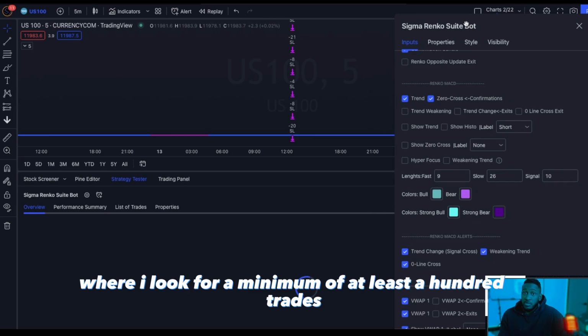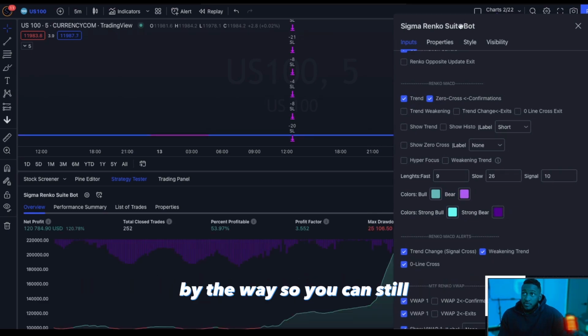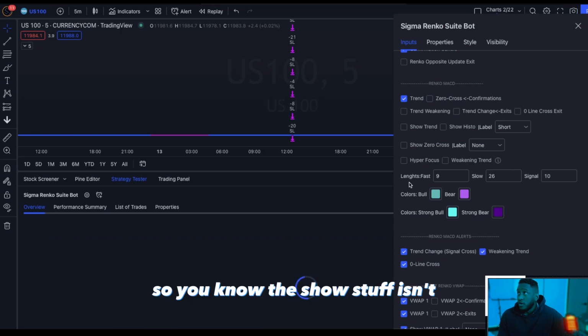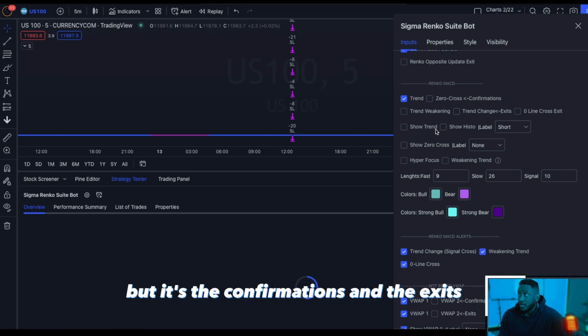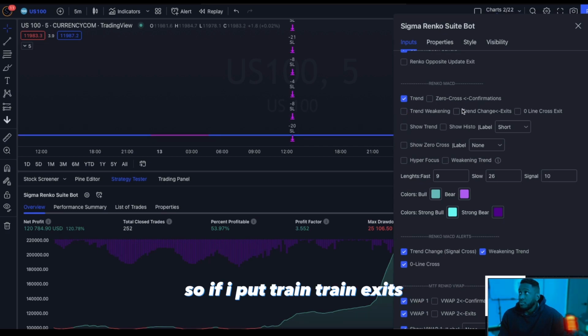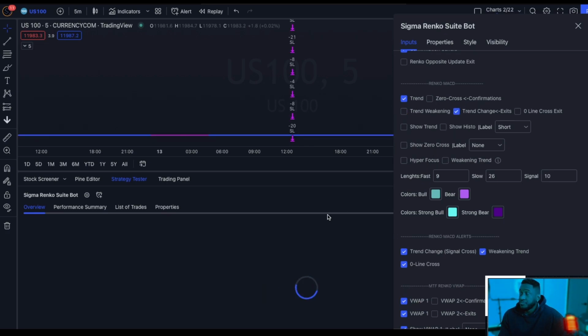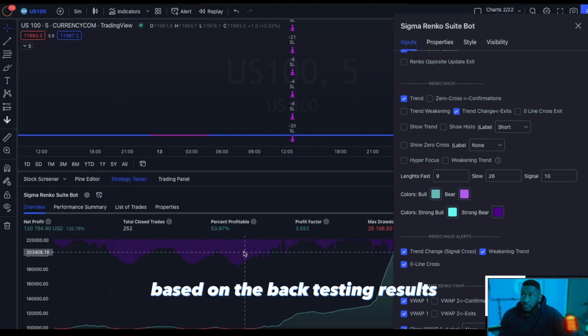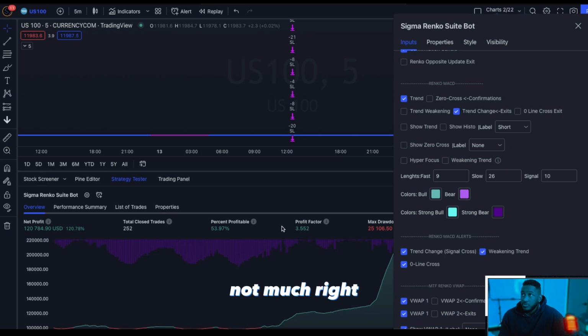I look for a minimum of at least 100 trades, by the way. So you can see it's still taking 250 trades, and it didn't really change too much in terms of the confirmations. So the show stuff isn't, but it's the confirmations and the exits. So if I put trend exits, you can see that it can possibly change as well based on the backtesting results. Not much, right? Same thing.